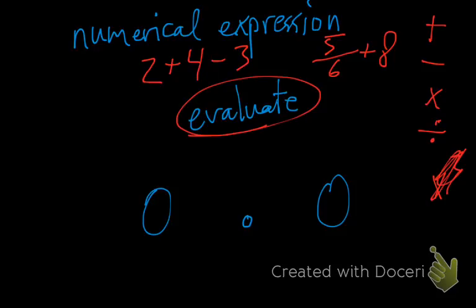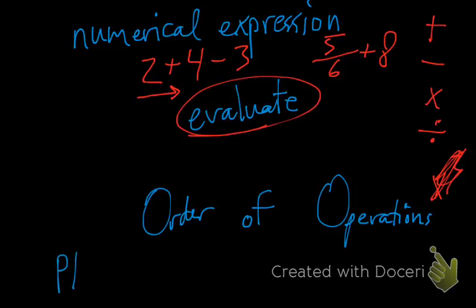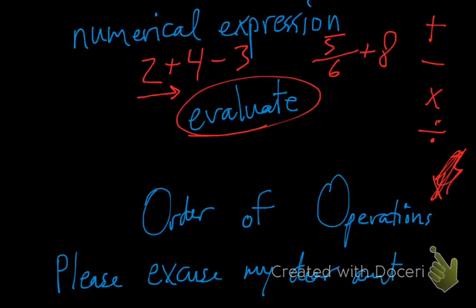So 2 plus 4 minus 3 is what? 2 plus 4. Can we just go from left to right like this? Well, we're going to talk about that in just a second. So we are talking about the order of operations. What order do we do these in? And if you haven't heard this yet, let me be the first to tell you, please excuse my dear Aunt Sally. This is a common mnemonic, meaning a common memory trick that people use to remember the order of operations.